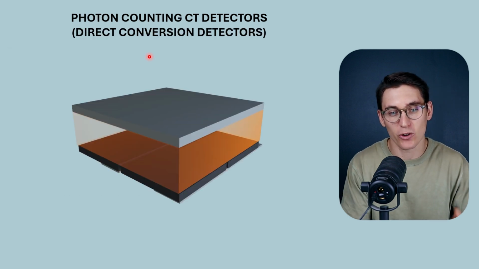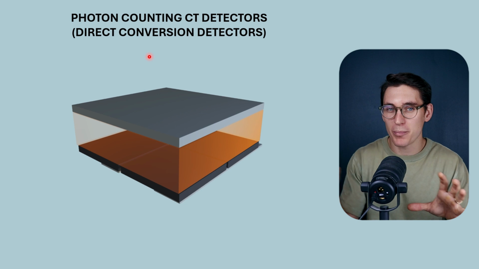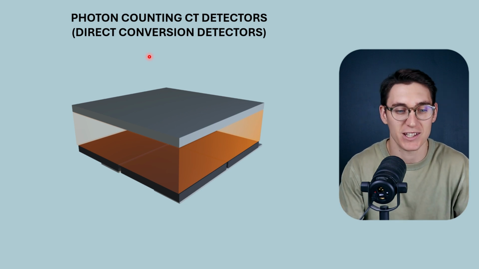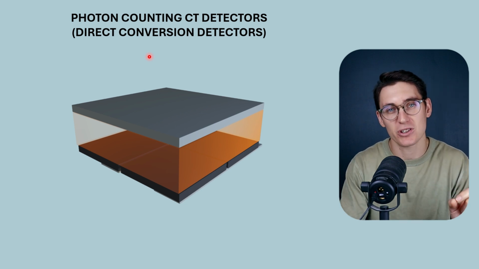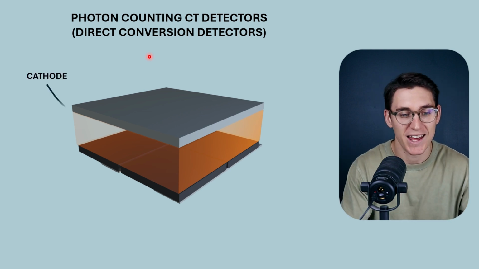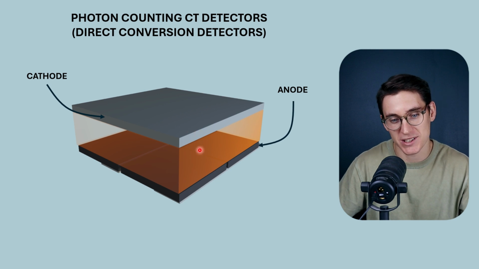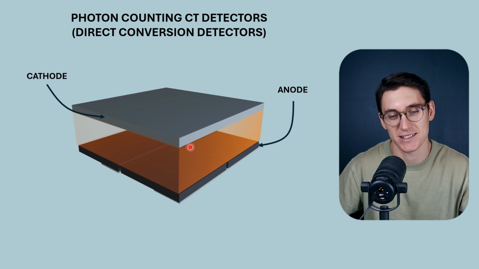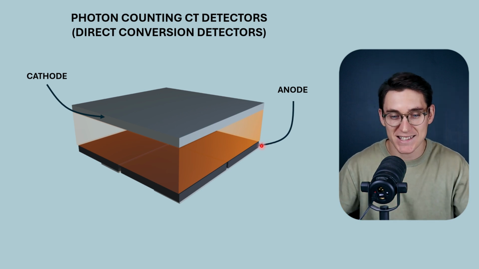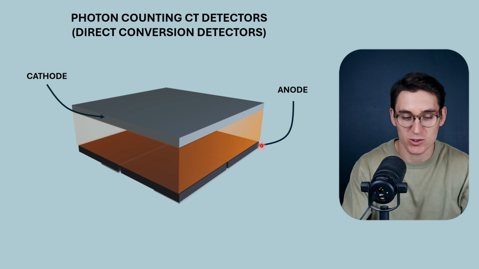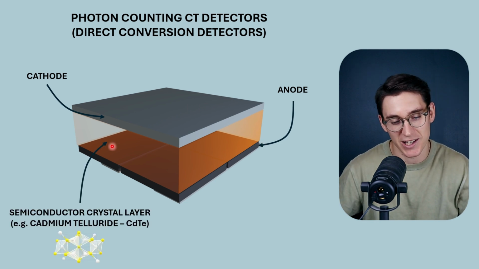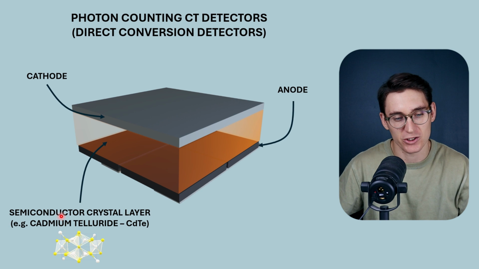So let's then have a look at photon counting CT detectors and compare and contrast that to conventional detectors. You'll see here photon counting detectors are sandwiched between a cathode layer and an anode layer. And there's a large voltage potential that's applied across this detector here in the order of hundreds of volts. Sandwiched between these two electrodes is what's known as the semiconductor crystal layer. In our examples, we're going to use a crystal layer that's made of cadmium telluride, CdTe. You'll see that used often.